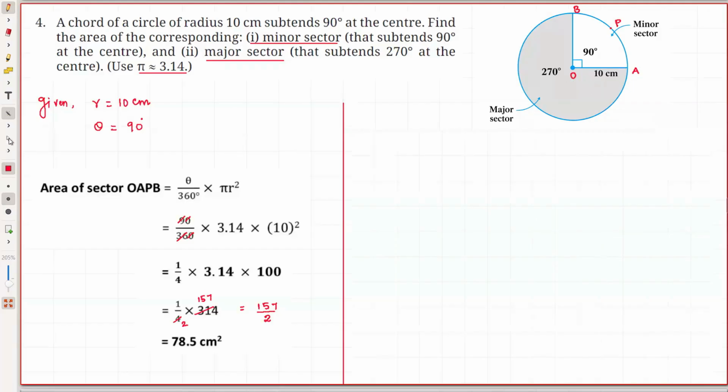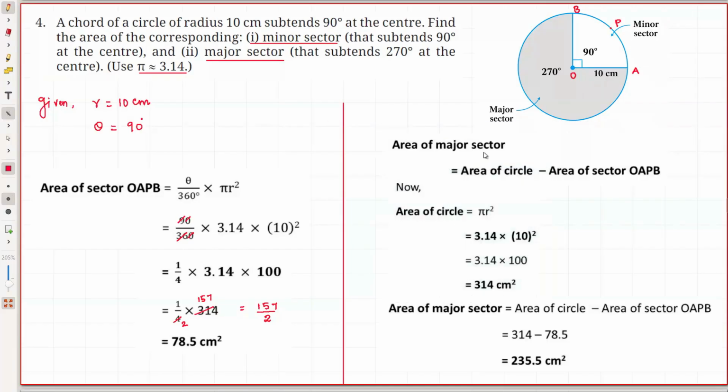For the major sector we have two ways. The area of the major sector is the area of the circle minus the area of the minor sector. If you subtract this, you will get the balance, which is nothing but the area of the major sector. Otherwise you can go with the sector formula, taking the angle theta equal to 270, and that will also give the same answer. Both I will explain.